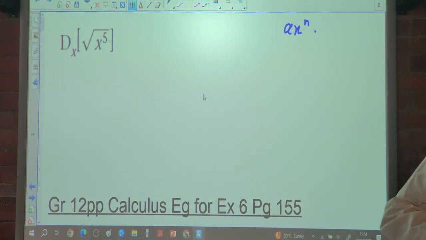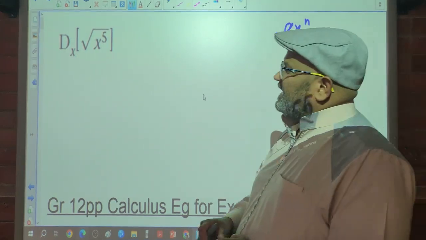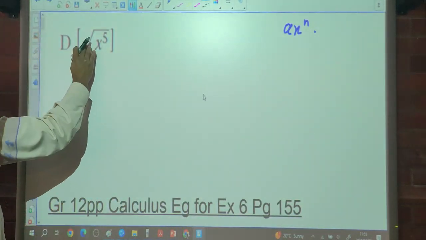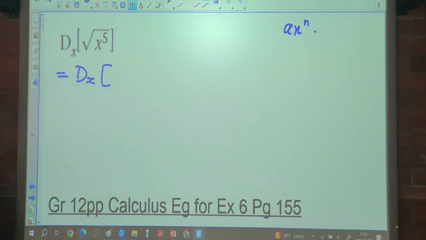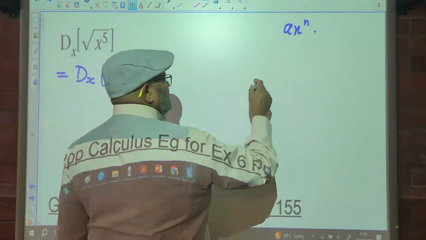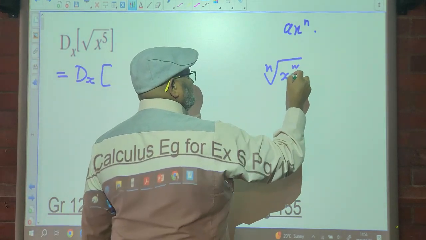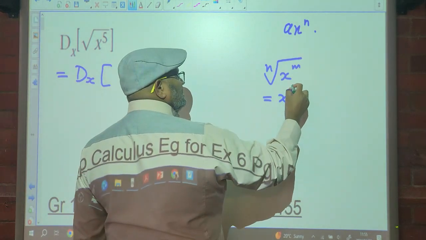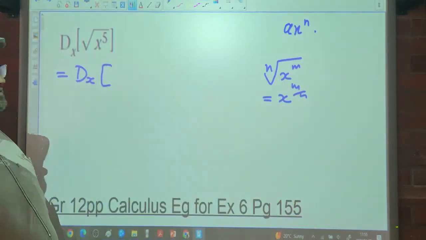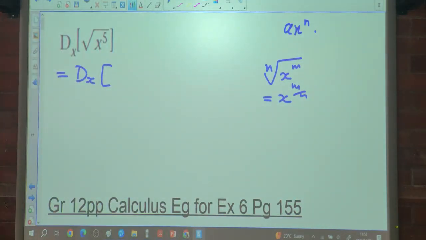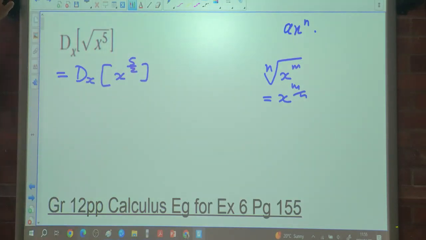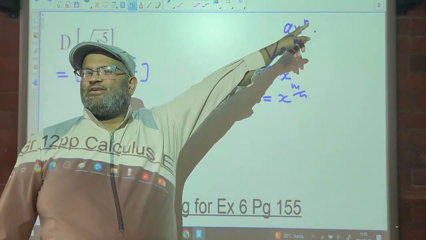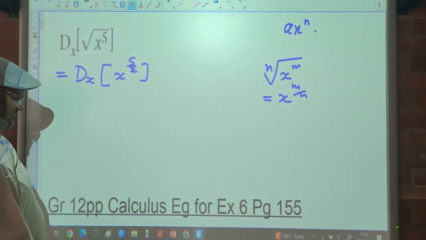So how do I get it in that form? We're going to change it from the radical, from the surd, to exponential form. Remember the rule that says the nth root of x to the m can be written as x to the m over n. So what would this be? x to the exponent 5 over 2. Now is it in that form? Yes. So apply your derivative.